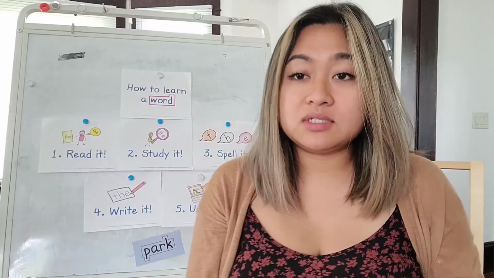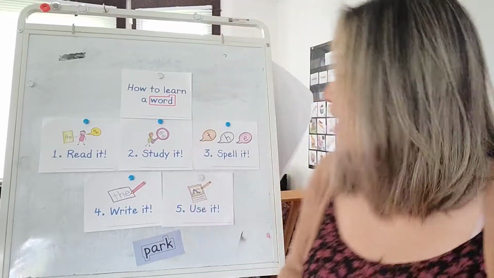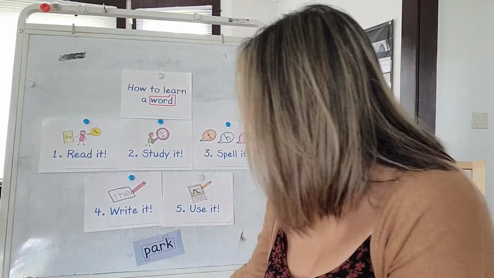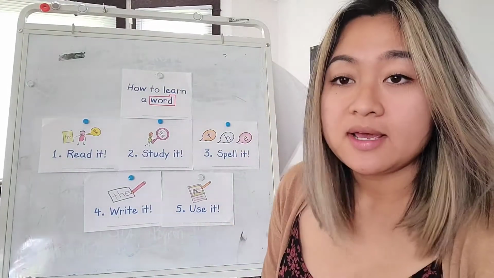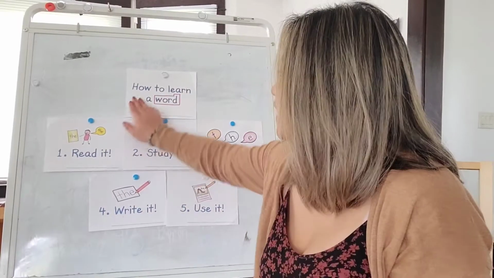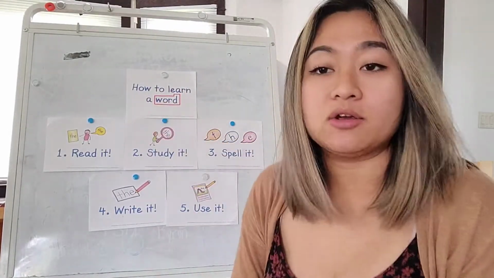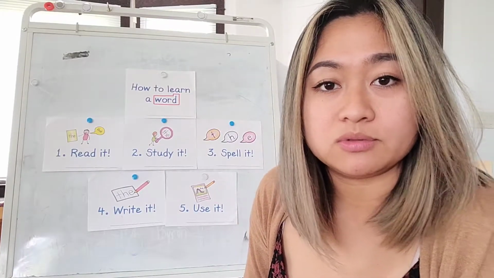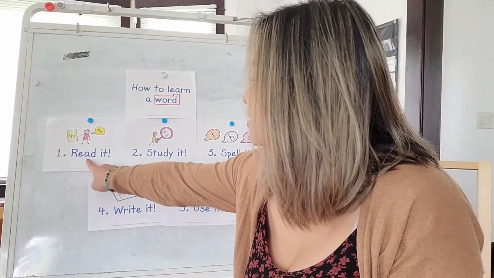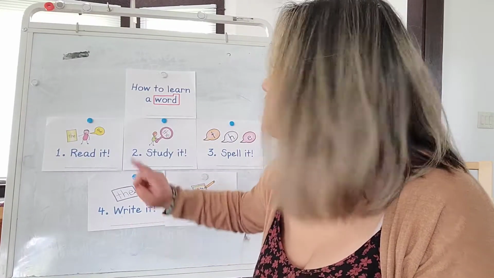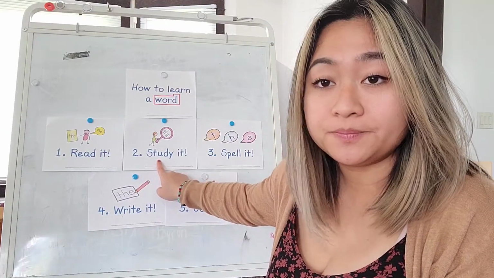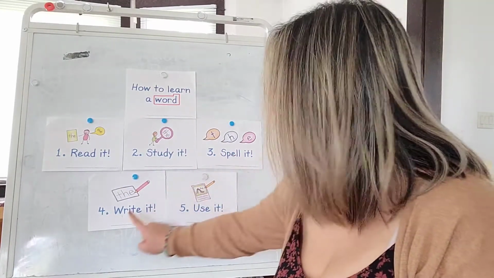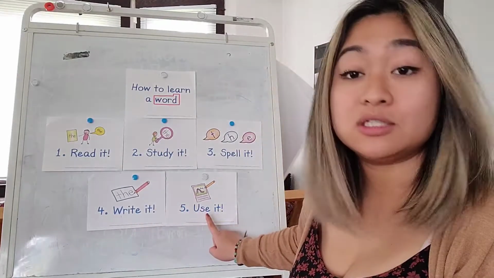Okay? Now I just want to take you through a quick process of how we teach and learn snap words in our classroom. We use this anchor chart here, and it's called the How to Learn a Word Anchor Chart. And I'll just walk you through the steps real quick, and you can try this at home with your own child, okay? So the first step is to read the word. The second step is to study it. The third is to spell it. The fourth is to write it, and the fifth is to use it.